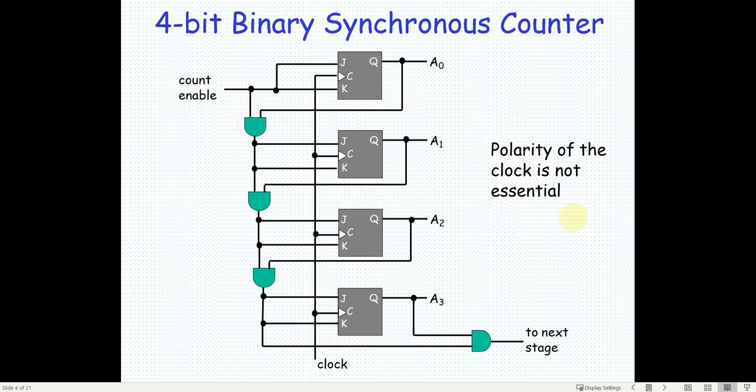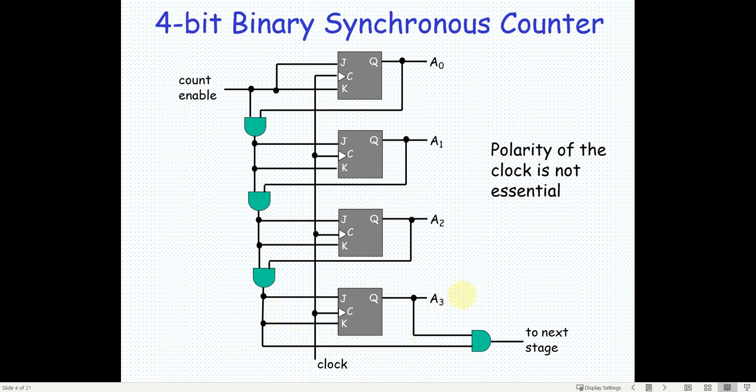And now the most important thing is that the polarity of the clock is not essential. It could be negative edge triggered or positive edge triggered. This wouldn't change the method in which the count is changing. If it's positive edge triggered, the count will change at every positive edge, but the design remains the same. If it's negative edge triggered, the count would change at the negative edge of the clock. That is the only difference it makes. So this is how it is implemented.